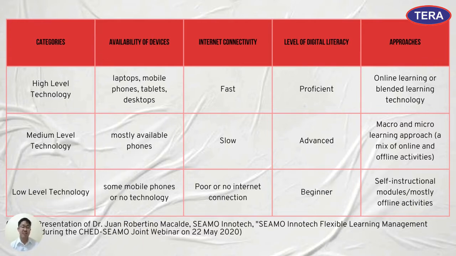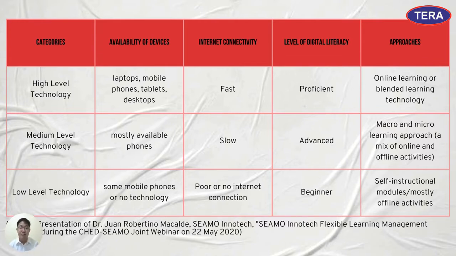Now, for the high level, mostly the available devices include laptops, mobile phones, tablets, and desktops, which means that all these gadgets are available if you're in the high level technology. Whereas if you're in the low level technology, some students make use of mobile phones of low specs, and some have no technology at all. For internet connectivity, of course, we can expect high speed for high level technology, whereas poor or no internet connection for the low level technology. For the level of digital literacy, it's proficient for high-level technology, and for the low-level technology, it's beginner level.